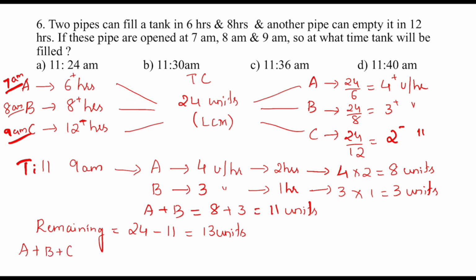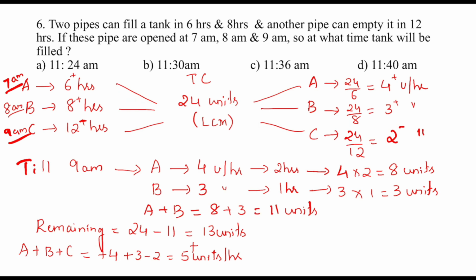First we will see the resulting thing, what will happen. A can fill 4 units, B can fill 3 units, but C will empty 2 units in 1 hour. So totally what is happening in 1 hour? 7 minus 2, that is 5 units is filled. Okay, 5 units is filled in 1 hour when all three are opened. Now 13 units is remaining.